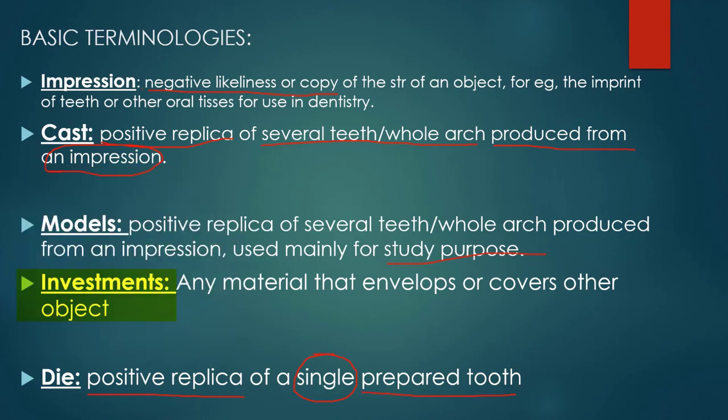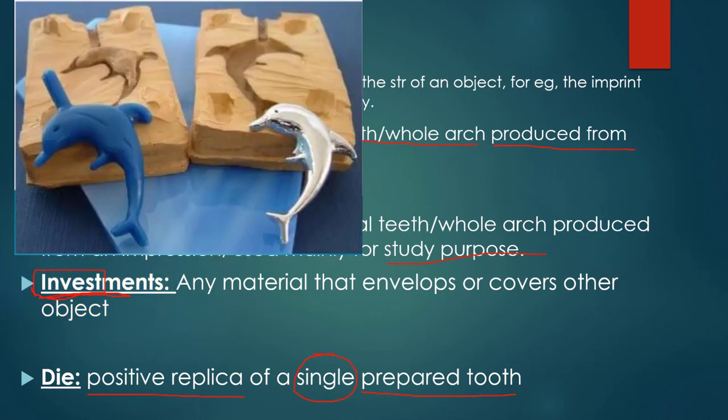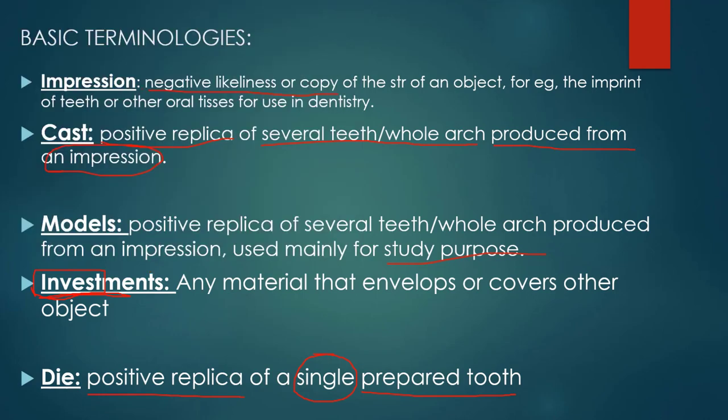The term investing in dentistry implies covering or enveloping any object. So dental investment is the material that is used to cover or envelop the whole or some part of an object so as to produce its replica on that material which is used for investing. So we should make sure that the investment material has enough strength such that it does not crack and a proper impression of the object is produced.